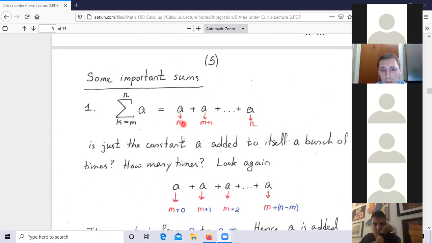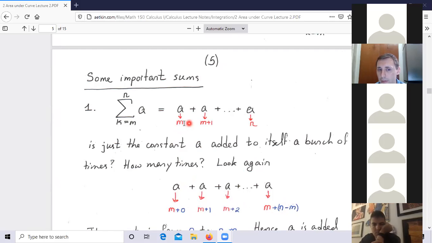Think about it, right? So this is m plus 0, m plus 1, m plus 2, all the way to m plus n minus m. So I add, you see, I'm just trying to show you how you subtract it. You see 0, 1, 2, n minus m. Do you understand? I just readjusted. The blue is giving me a nice way to count how many additions I have here.